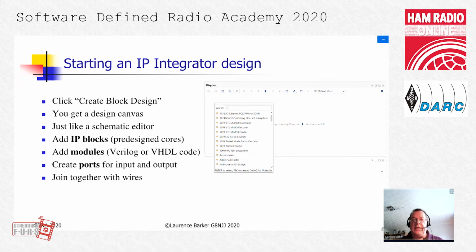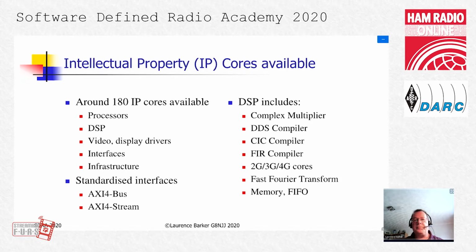To start an IP Integrator design, you click on Create Block Design and you get a design canvas, as is shown there. It's just like a schematic editor to which you can add IP blocks, which are those cores. You can add modules, which are essentially small pieces of Verilog, and you can create ports, which are the input and output signals. Then you just join those together with wires. We'll give an example in a moment.